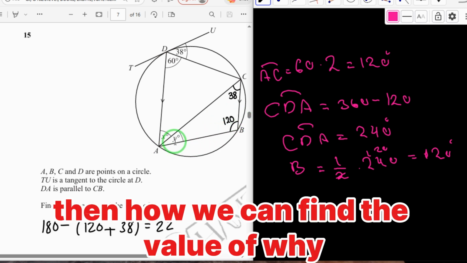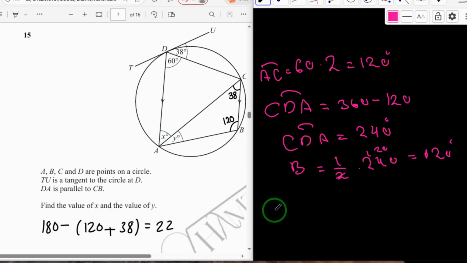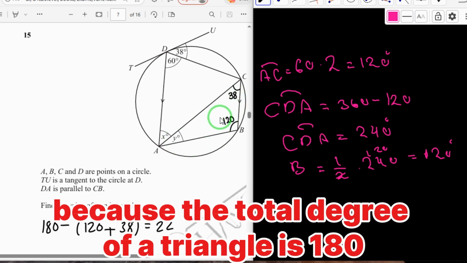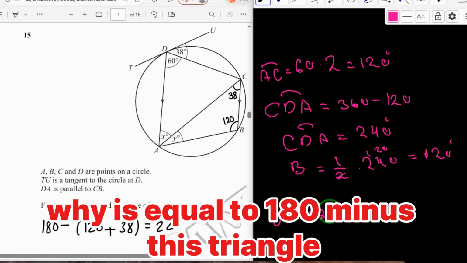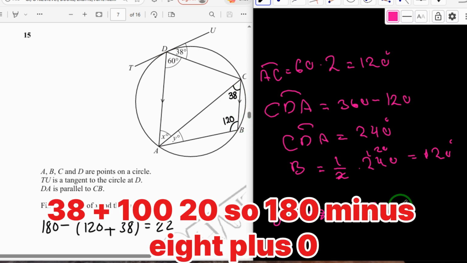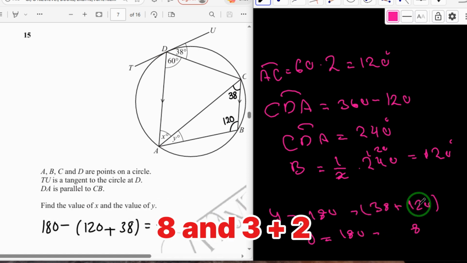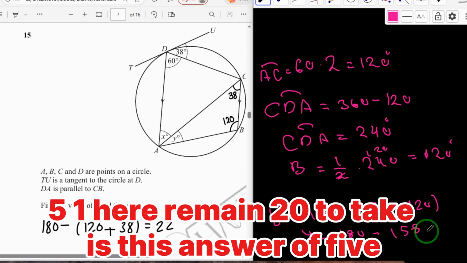Then how can we find the value of Y? Because the total of the angles in a triangle is 180, we can write Y is equal to 180 minus the sum of 38 plus 120. So 180 minus 158, which leaves 22 degrees. This is the answer for Y.